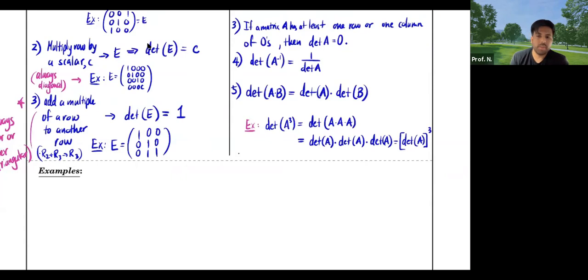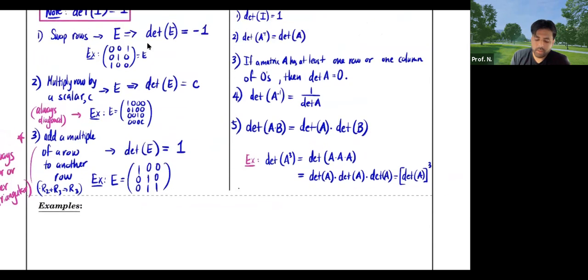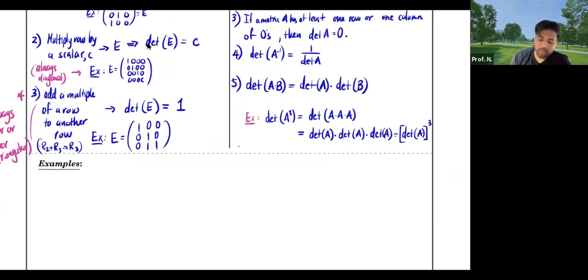So that would be the result. So the determinant of A cubed would be the same thing as finding the determinant of A, and whatever that number is, cube it. Okay. And now, based upon this, you can actually show why the determinant of the inverse of a matrix is equal to 1 over the determinant of that matrix.